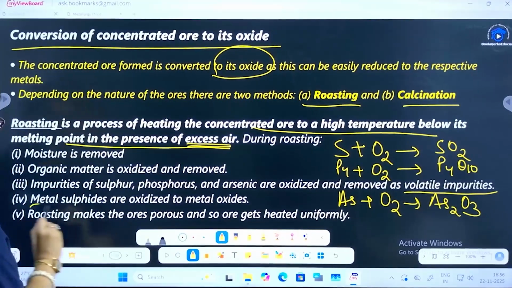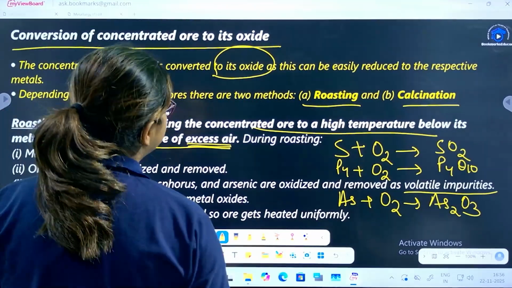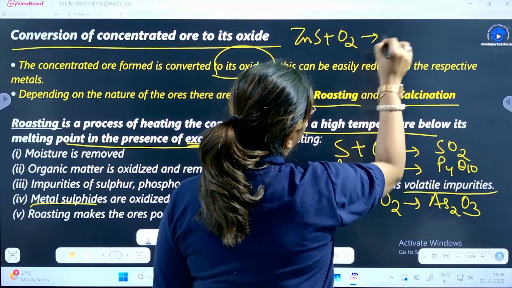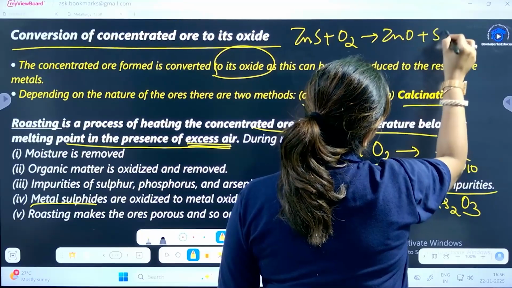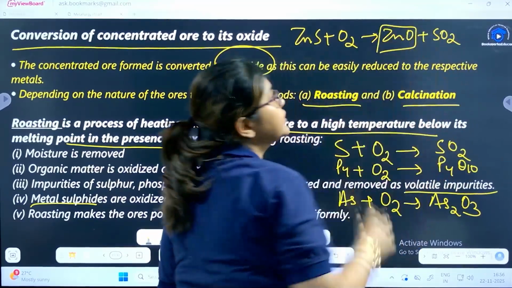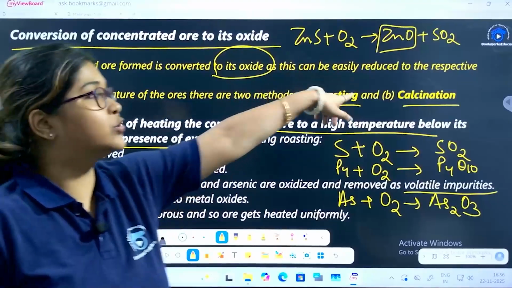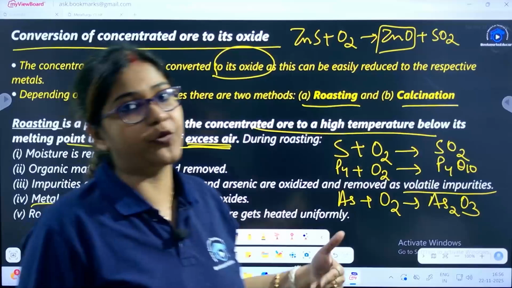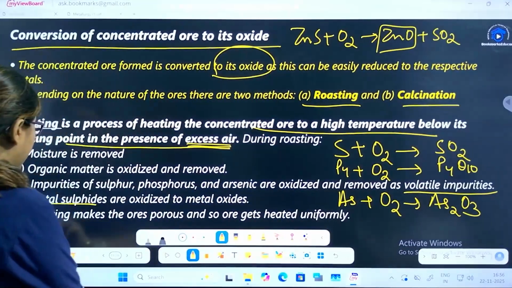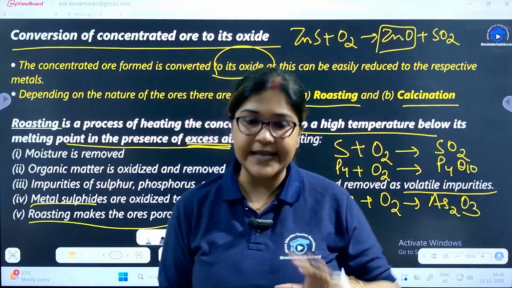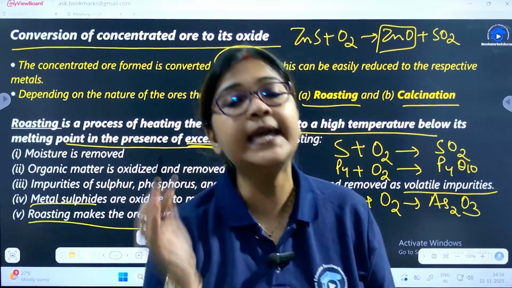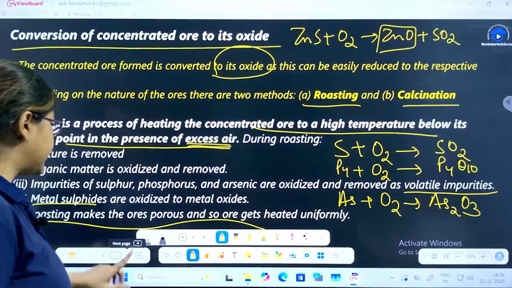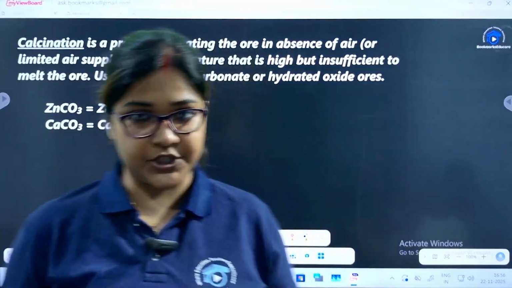In case of sulfide ores, what happens? Suppose you have a sulfide ore, zinc blende. This reacts with oxygen to give zinc oxide plus sulfur dioxide. So the sulfide ores are being converted to the respective oxides, right? So metal sulfides are oxidized to form metal oxides. Then roasting makes the ores porous, and because the porosity is increasing, heating can be done in a uniform manner. The next process is calcination.